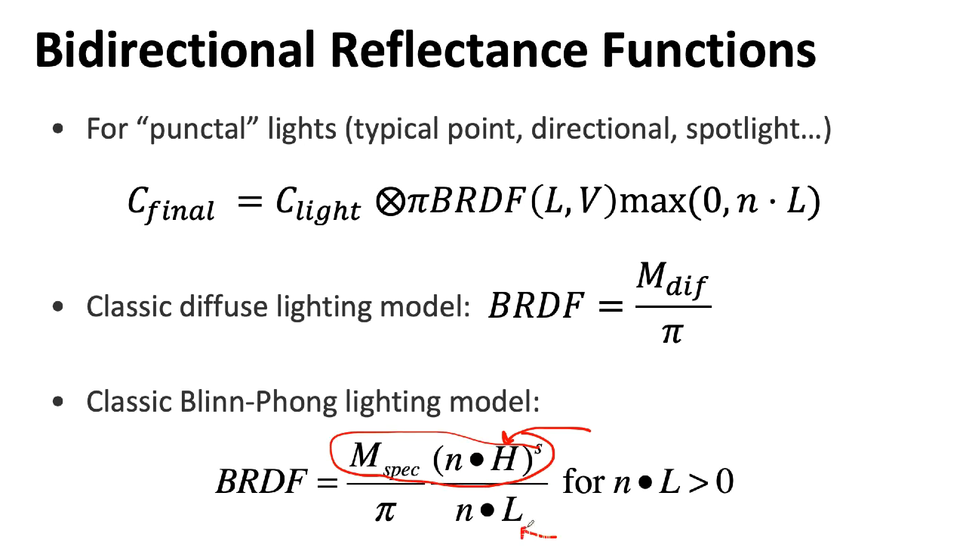The addition of this n.l down here and this pi is just a little trick to try to put it in this BRDF format, because we're going to try to model this to make it a little more physically plausible in a second. But this model was introduced as a hack that gave you kind of decent looking results, but didn't take a lot of computation time. The h here is the half vector. This is the unit length vector that's halfway between the light angle and the viewing angle.